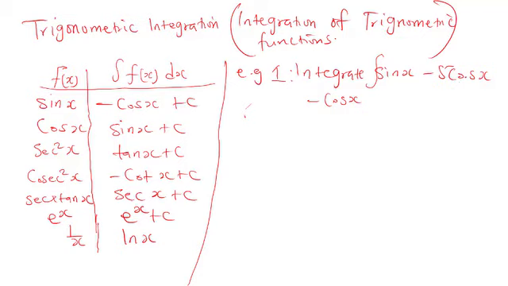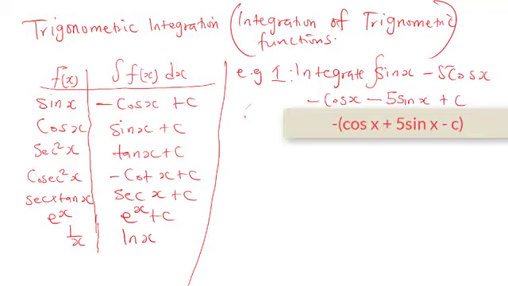Then what is the integral of cos x? Cos x gives you sin x. So you now have the minus sign still here, minus the 5 is here, 5 sin x, then plus our constant c. So this is equivalent to minus cos x minus 5 sin x plus c. So this is the integral of this.